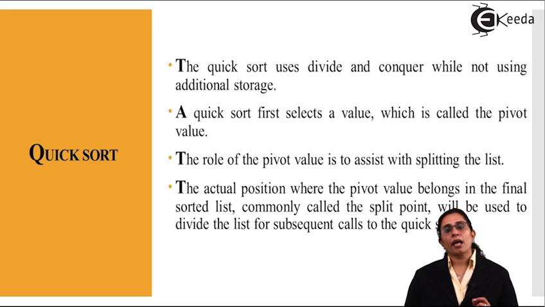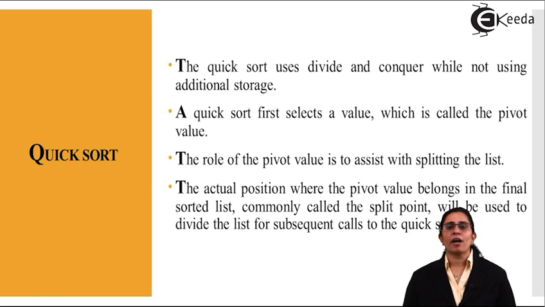Pivot element is any element which is chosen by the user. It can be either the first element or the last element or any element in the list which the user wants to choose as the pivot element.